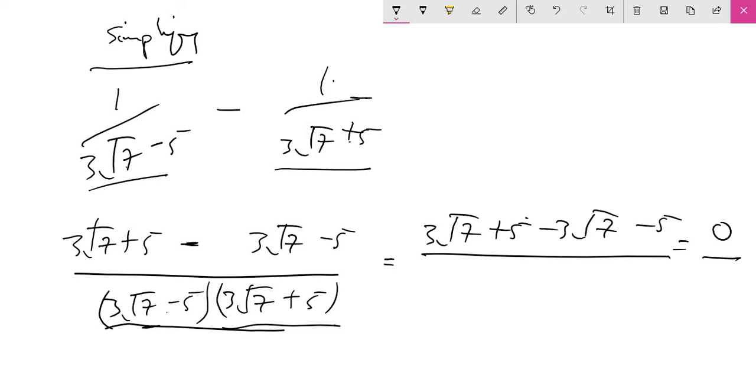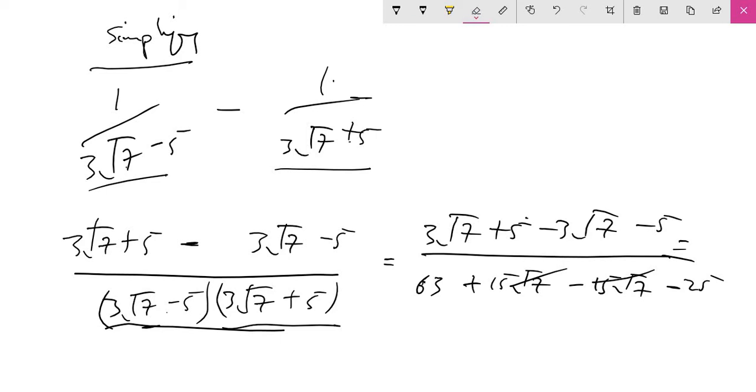You can just try to expand this to see. So we have 63 plus 15 root 7 minus 15 root 7 minus 25. Sorry, let me just, such a mess. So the top gives 0, and 63 minus 25 gives you 38, and this is equal to 0.